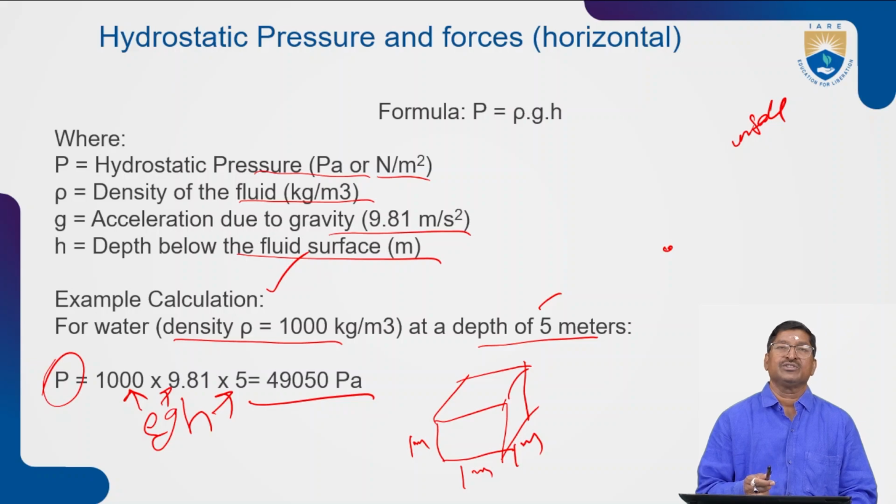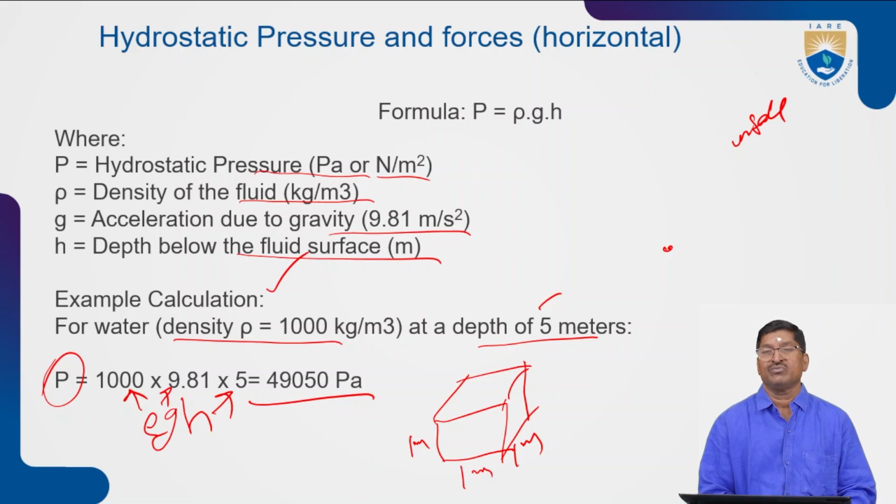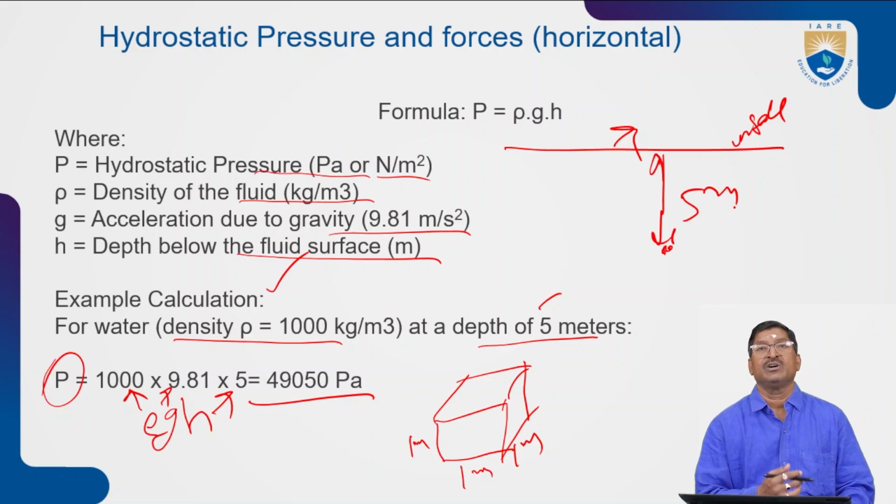So any submerged surface which is at a depth of h from the fluid surface, that is the small h in terms of meters. If any object is 5 meters below the surface of water, so if the surface of water is here and the object is here, it is at a depth of 5 meters. Then how much force will be applied?